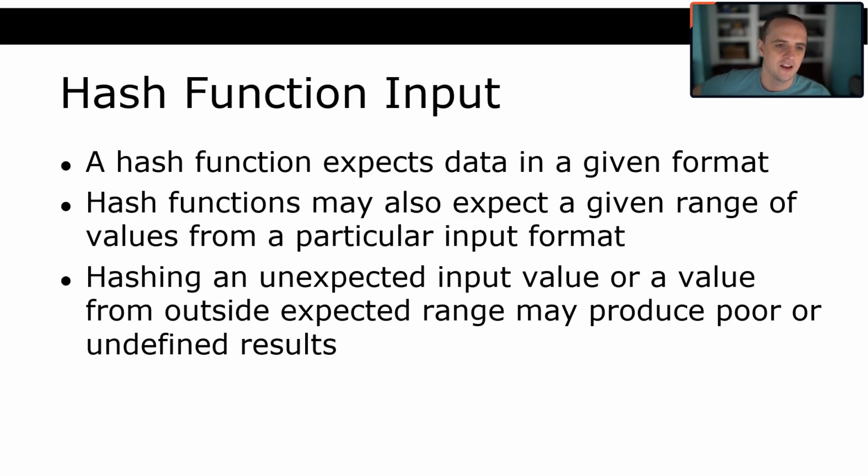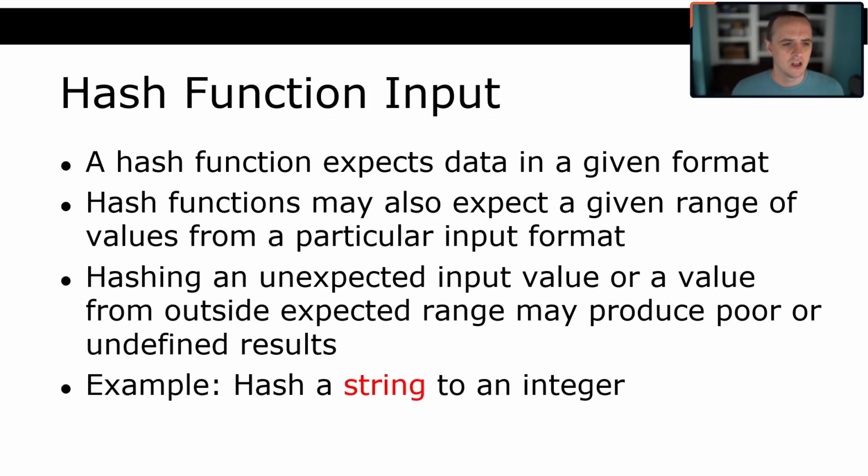That just means that if you've designed a hash function to take a number between 0 and 1, and you give it 100, specific hash functions may be designed with that input range in mind, and if you don't pass in the expected input, then who knows what you're getting out the end. Maybe it's not cryptographically secure, maybe it's not the value that you expect it to be. So for example here, just to have it on the slide, an example might be hashing a string into an integer value.